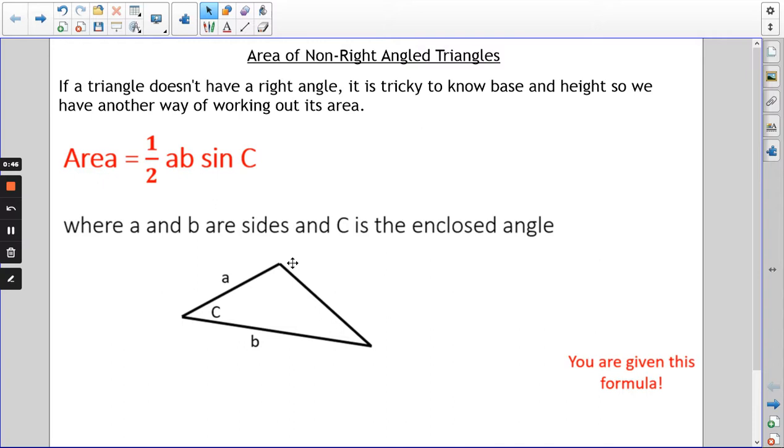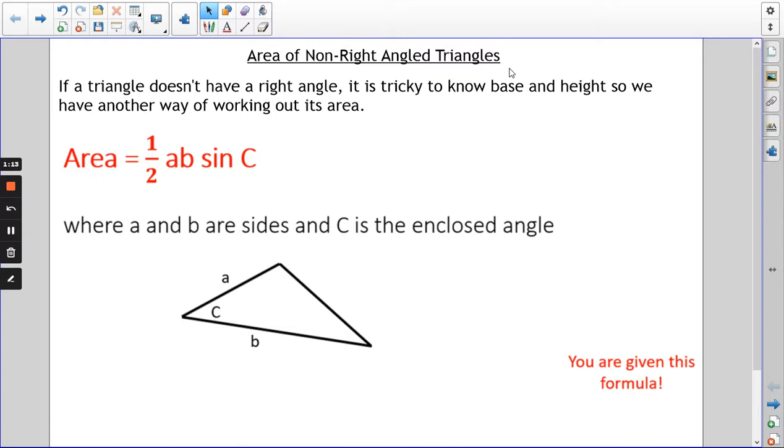If you look at the triangle there, A and B are two sides, and C is the angle in between them. So very similar to what you used for the cosine rule, where you have two sides and an angle in between. But this time we're going to call the two sides A and B and the angle capital C. So when you have questions on this, you can just relabel the corners of the triangle to match.